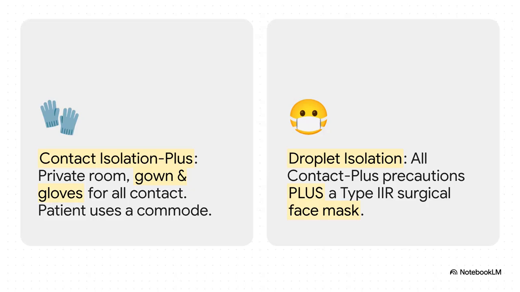When we're dealing with superbugs like CPE or VRE, we have to bring out the big guns for infection control. Contact Isolation Plus means a private room, gowns, gloves, the whole shebang. For some organisms, we even add droplet precautions, which means wearing a surgical mask. Preventing the spread of these resistant bugs is every bit as important as treating the individual patient.